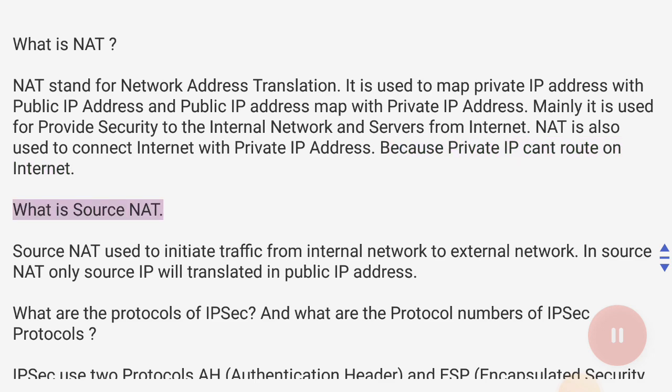What is Source NAT? Source NAT is used to initiate traffic from the internal network to the external network. In Source NAT, only the source IP will be translated into a public IP address.